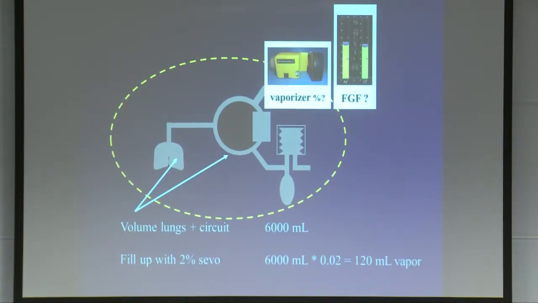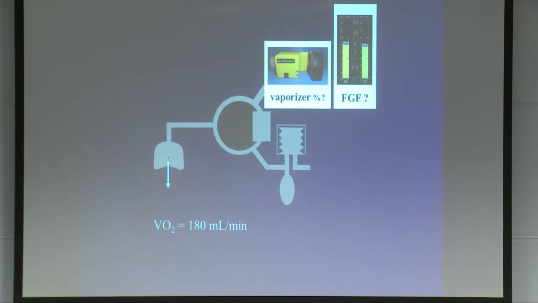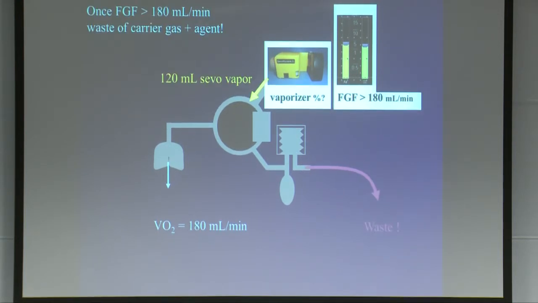Let's say that the circuit volume and the lung volume of the patient combined is 6 liters. If I want to fill this up with 2%, I need 120 milliliters of vapor. But I want to keep the system closed. Now, patient uptake of oxygen is 180 milliliters per minute. So, if I want to keep the system closed, I should not give more than 180 milliliters per minute.